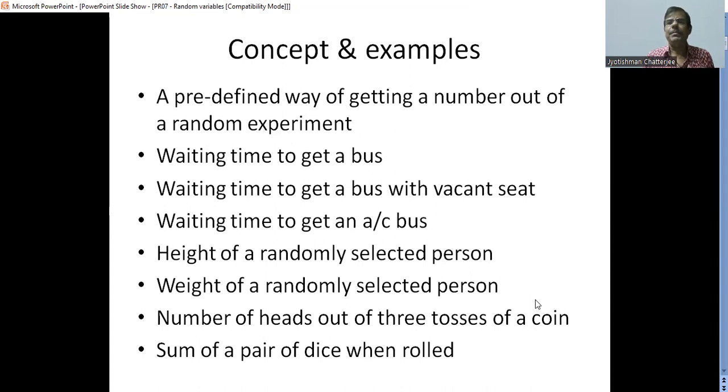What's a random variable? It's a predefined way of getting a number out of a random experiment. Here are some examples. Suppose I go to the bus stop and wait for a bus. So waiting time to get a bus, that's a random variable.